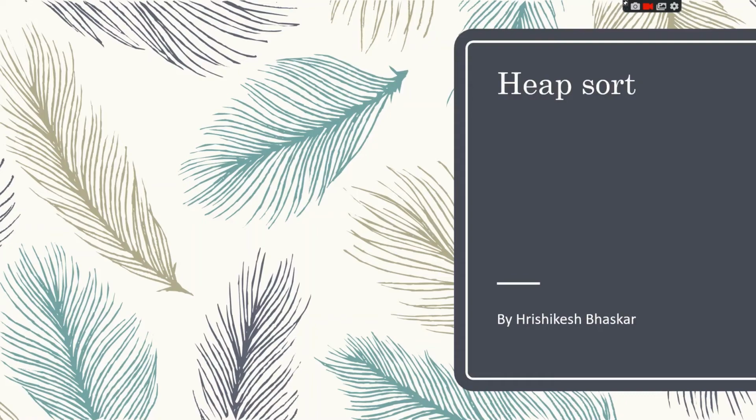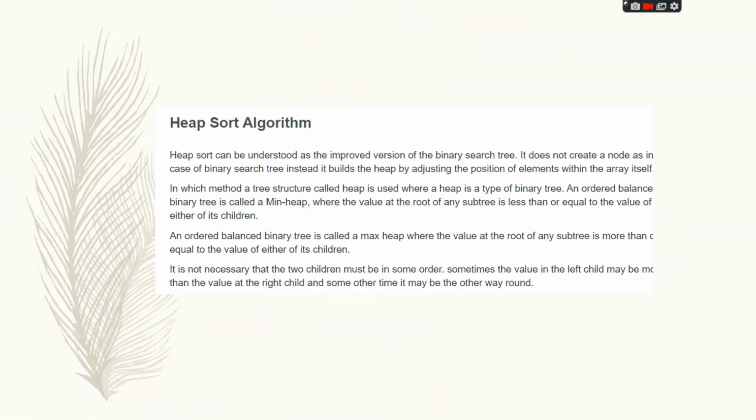We'll be learning about heap sort. So, what is a heap sort? Heap sort can be understood to be an improved version of the binary search tree. You have already learned what a binary search tree is. You can think of the heap sort algorithm as a classified, improved version of the binary search tree.